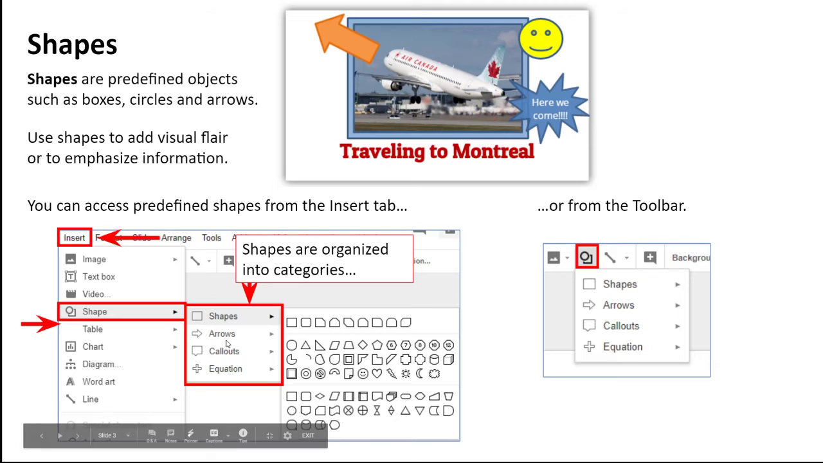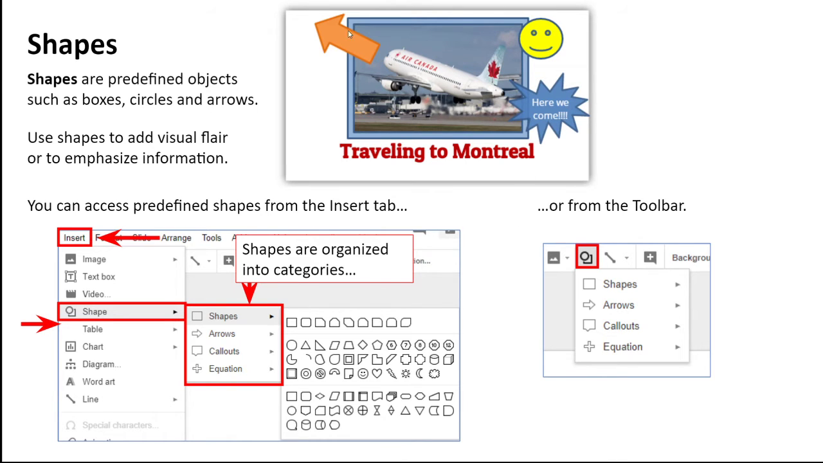Then you go arrows, right? Callouts gives you like a little bubble if you want to make it look like something's talking. And then equations would be like mathematical symbols and things like that. That's one way to access shapes. The second way is on the toolbar you have that same shape icon that you see here. It's also here. And then you have the same options to select your shapes from the toolbar. So either way will get you to the shapes.